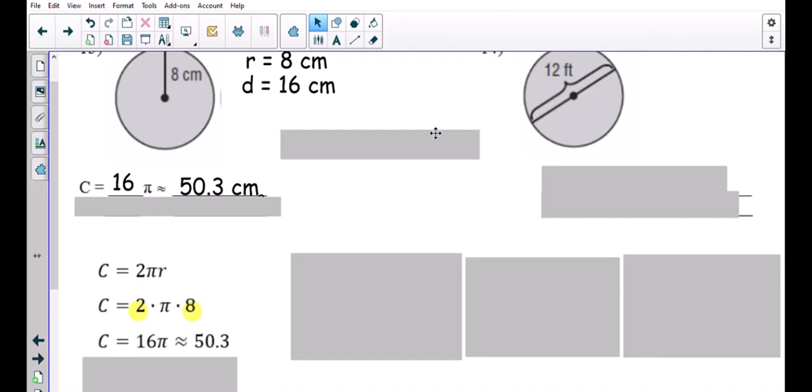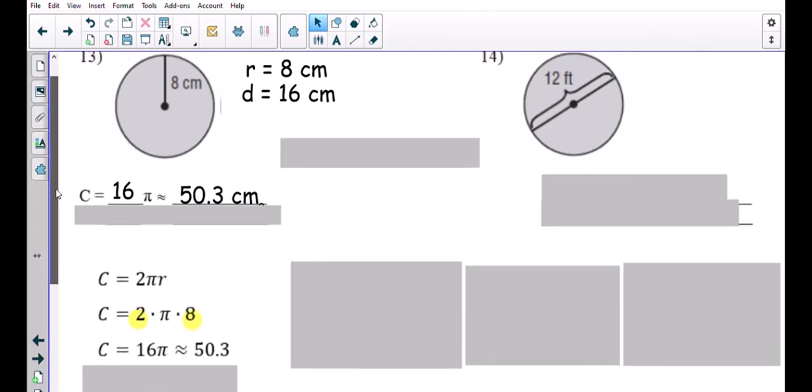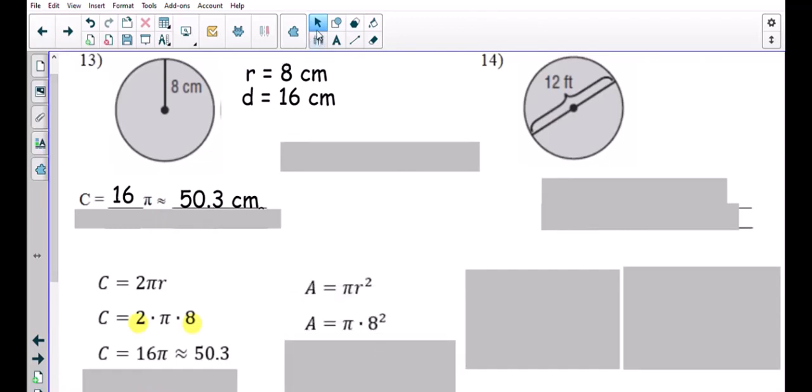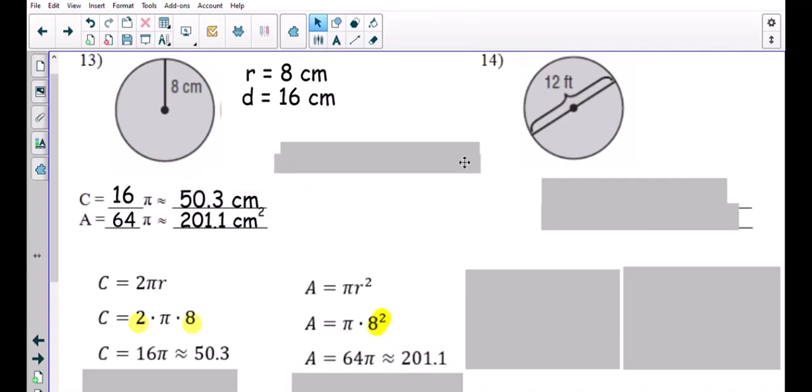I'm going to work through this pretty quickly at this point because it should be becoming pretty routine. We'll give you a chance to try some on your own too. Area is pi r squared, so we take pi times 8 squared. 8 to the second power is going to get us 64, so the area is 64 pi. Take 64 times pi to get about 201.1 centimeters squared.